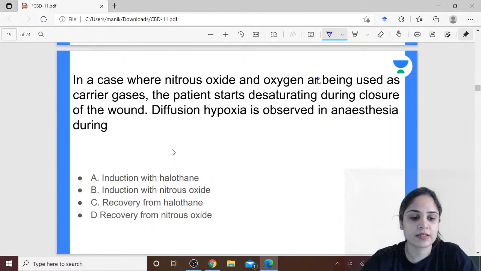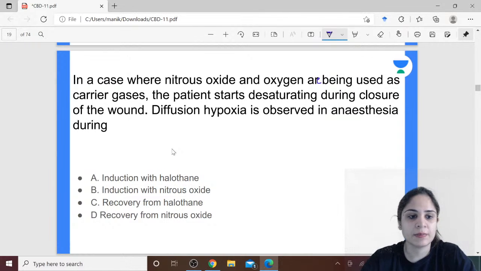Trilok, it is following general anesthesia, correct. Induction of anesthesia is a part of general anesthesia, correct? Like intubation is a part of general anesthesia, that's why. So what is the answer to this?